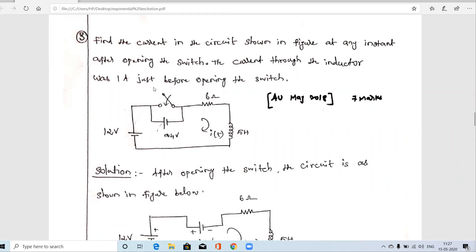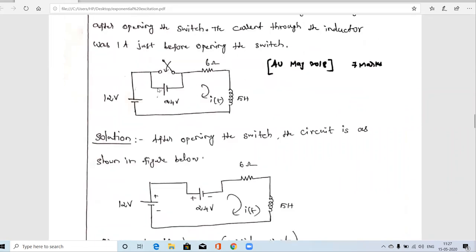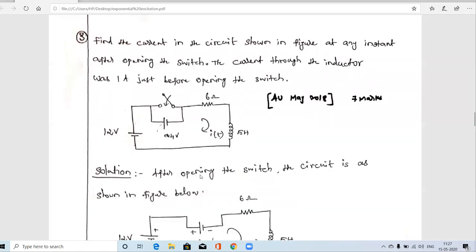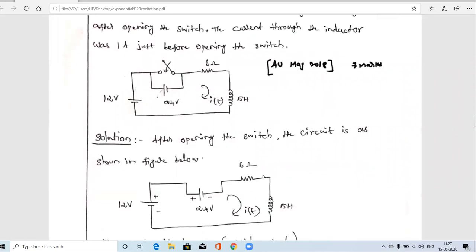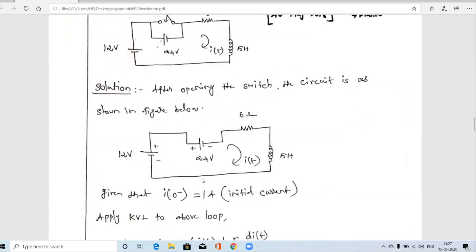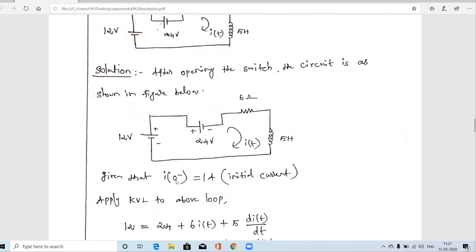Now we have to find the answers. First we have to take some time before, when the switch was closed, so some current was flowing. And just before opening the switch, the last moment, the current flowing in the inductor is 1 amp. So that 1 amp is said to be I of 0 minus, the initial current. Okay, you note down.